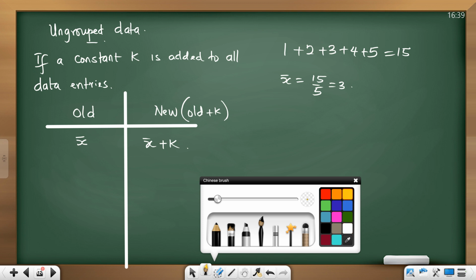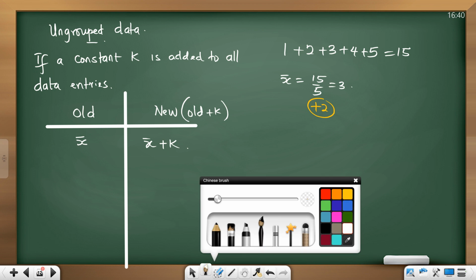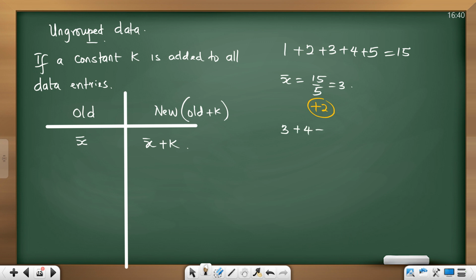Now, what if I add 2 to every data? What will my new data be? I'm adding plus 2, which is my k. 1 plus 2 is 3, 2 plus 2 is 4, then 5, 6, and 7. What's our answer? 3, 4, 5, 6, 7. That will give you 10, 15, 25. Now, what is the mean? 25 over 5, which is what? Do you notice the difference? The difference was the 2 that we added.